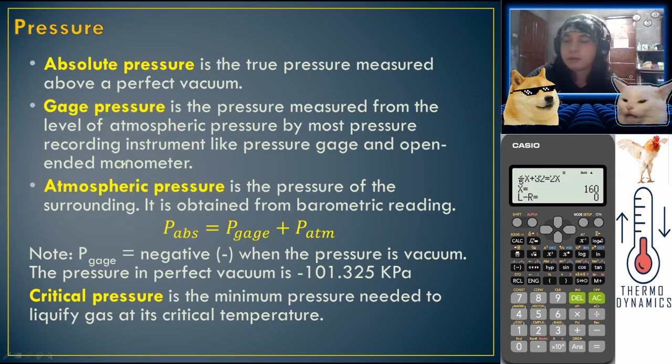Nakikita daw sa barometer. Barometer po yung means ng pag-measure ng ating atmospheric pressure. So, si barometer ay inimbento ng scientist. Sino yan? Si Evangelista Torricelli.